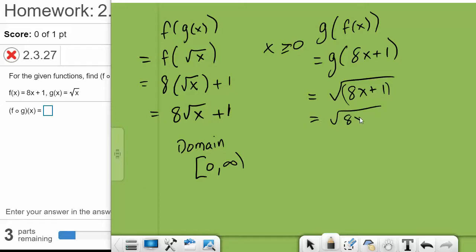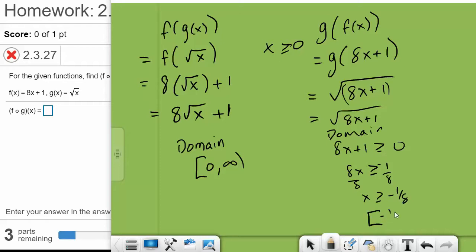So, and then the domain for this is the radicand. 8x plus 1 has to be greater than or equal to 0. And we solve it. And then divide by 8. So x has to be greater than or equal to negative 1/8. So our domain is negative 1/8 to infinity.